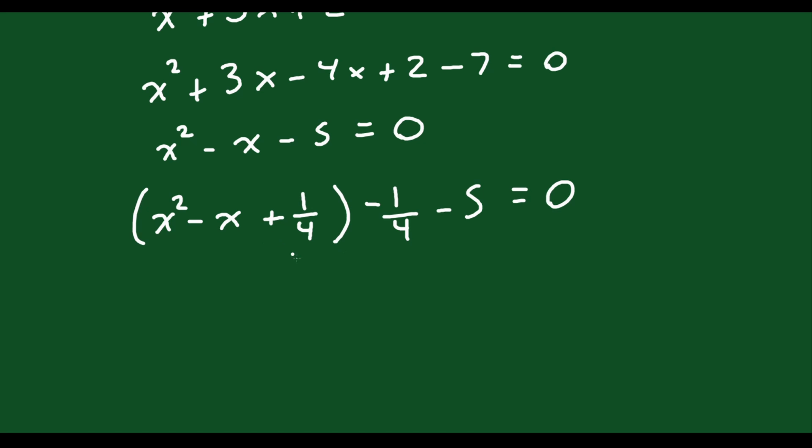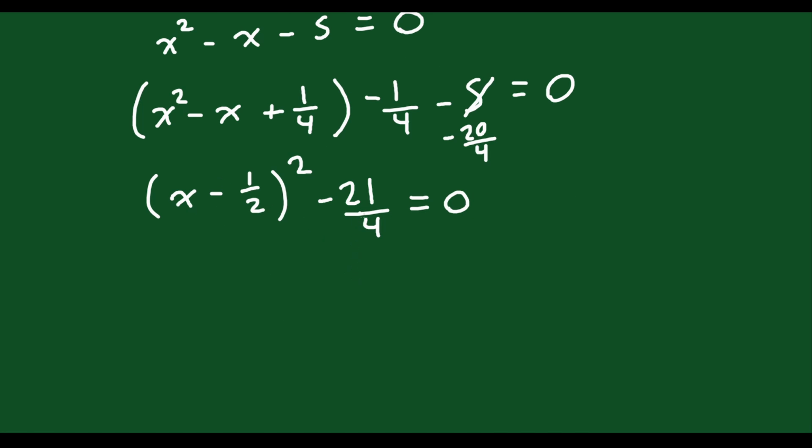Okay, we can factor this. We get x minus a half, squared. Right? It's just half that middle number you put there, squared. Put these two terms together, right? Minus a quarter, minus 5. Minus 5 is the same, you could say, as -20 over 4. Multiply top and bottom by 4. Now they have a common denominator, so what you get is -21 over 4.